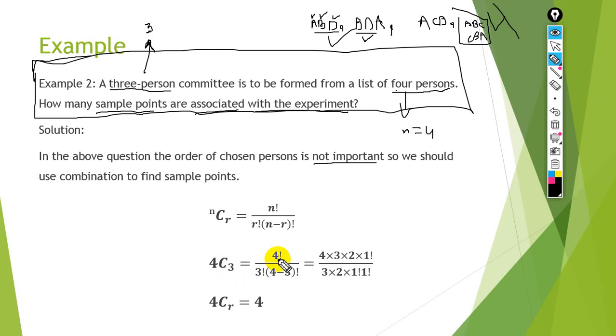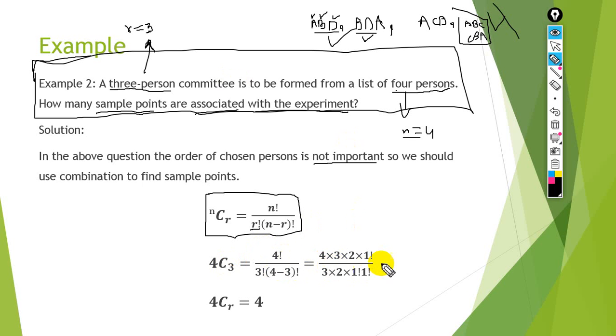4C3 is equal to 4 factorial divided by 3 factorial times (4 minus 3) whole factorial. The formula is nCr = n factorial divided by r factorial times (n minus r) whole factorial, similar to permutation but divided by r factorial. Here r is 3 and n is 4, so we write 3 in place of r and 4 in place of n.